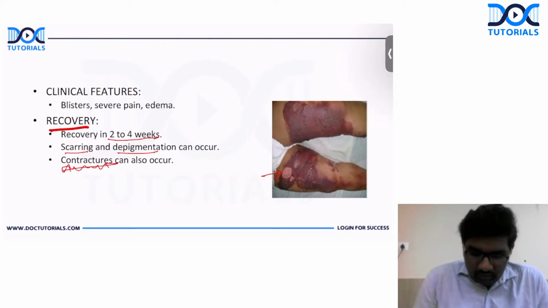So this is the image showing second degree burns. You can see the color change and blister formation. There is edema of the surrounding tissue even. That is clearly visible here.